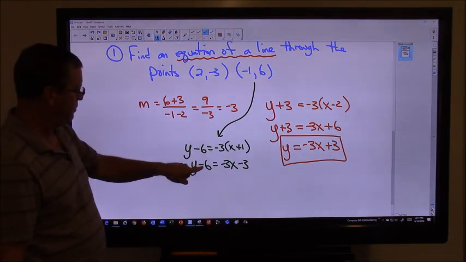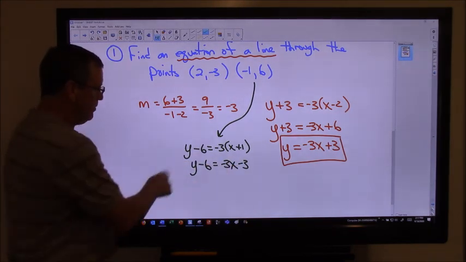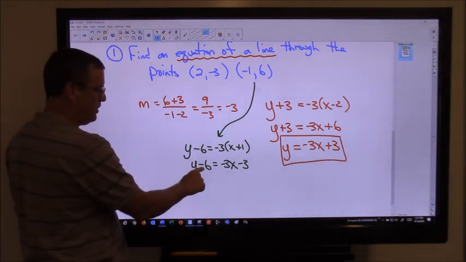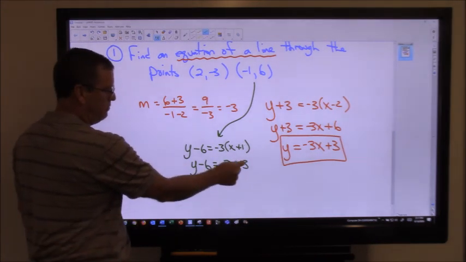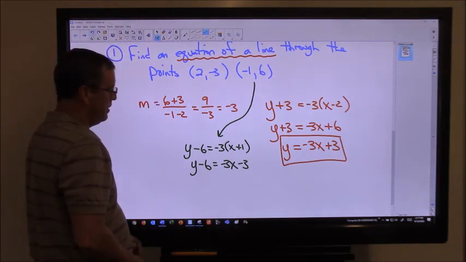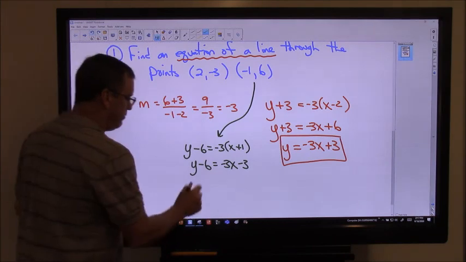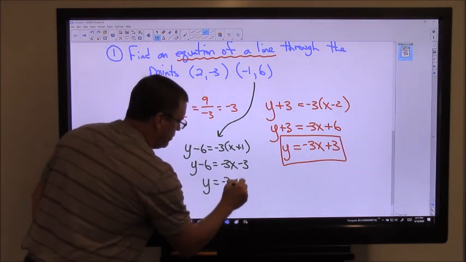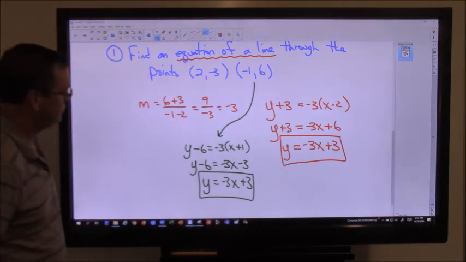And then I need to move this negative 6 to the other side and do the opposite. Even though this says subtract 6, what I do is I look at that and I see that as a negative number. Okay, this is a positive number, that's a negative value, that's a negative value. So I'm going to move this negative number to the other side and do the opposite. It becomes a positive 6, and so y equals a negative 3x. Add 6 to that, you get plus 3. And I got the same equation.